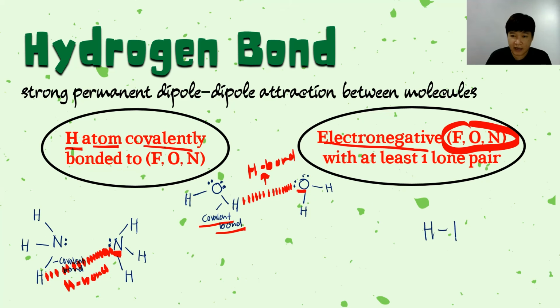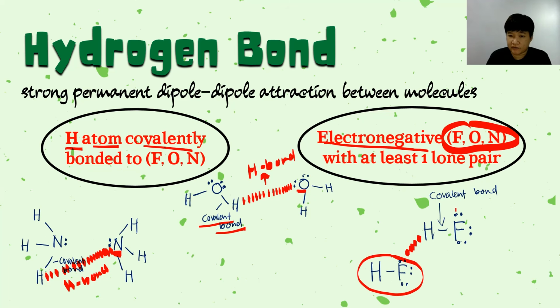One more last example. You have your H and F, hydrogen fluoride. You can see over here, your hydrogen is now covalently bonded to your F. So this is your covalent bond. And you have another HF molecule. It's two molecules over here. And the hydrogen bond will be formed between this hydrogen and the F atom. So you have one molecule, you have another molecule, and that is your hydrogen bond.